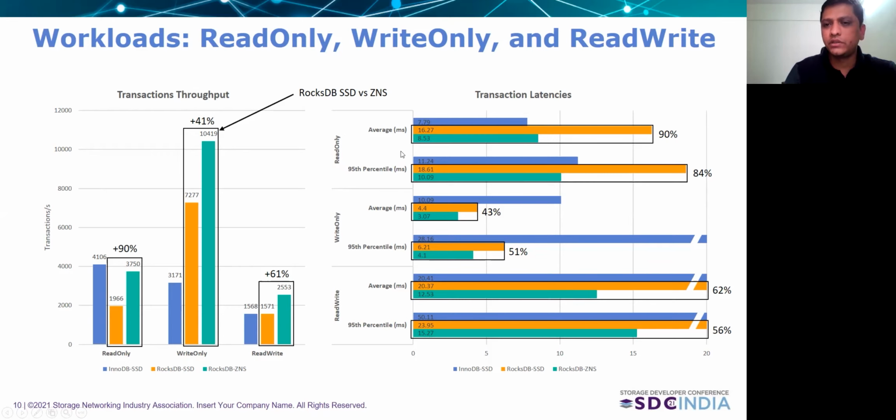When we look at the transaction latencies, we have marked here the average latency and the 95th percentile latency for each of the workloads: read-only, write-only, and read-write. In each of these cases, we see that the RocksDB ZNS latencies are much better than the other cases.